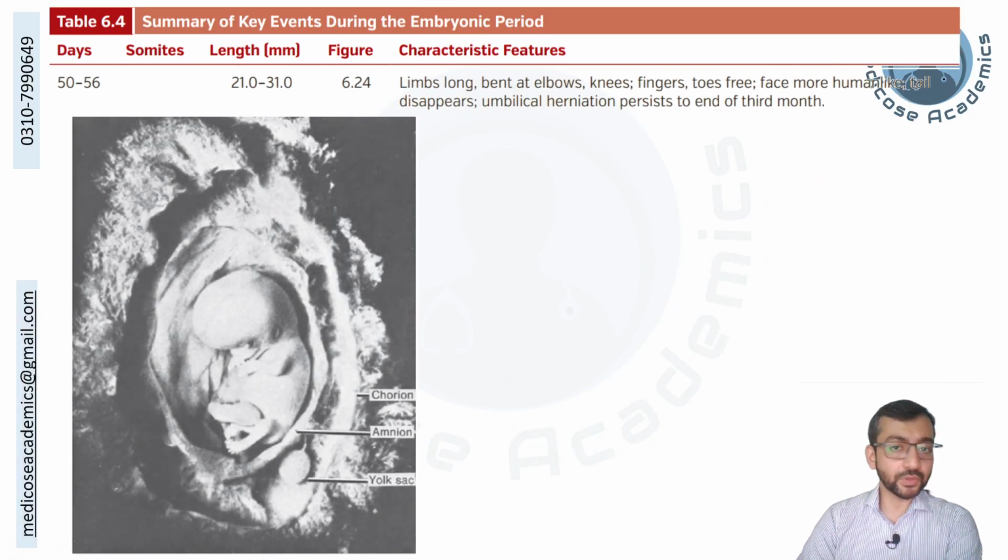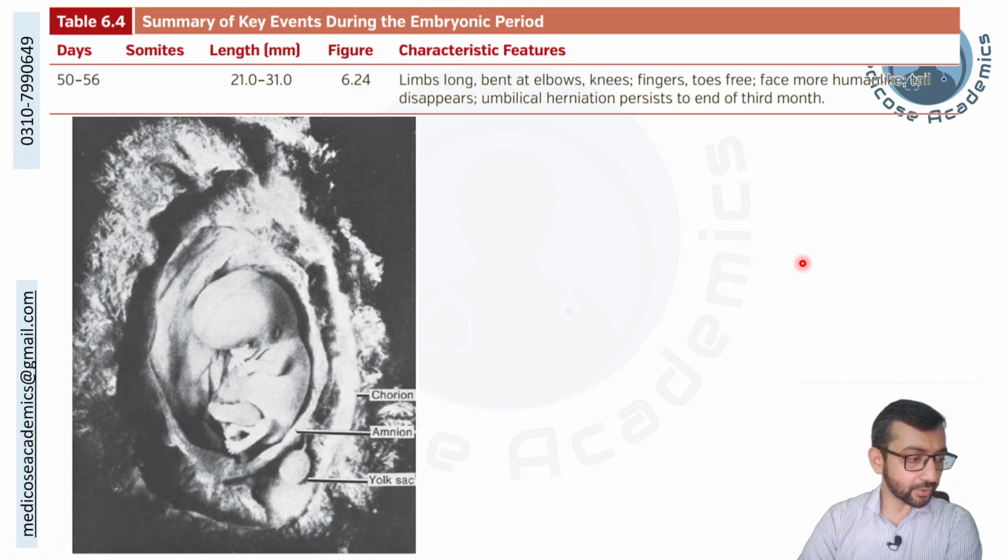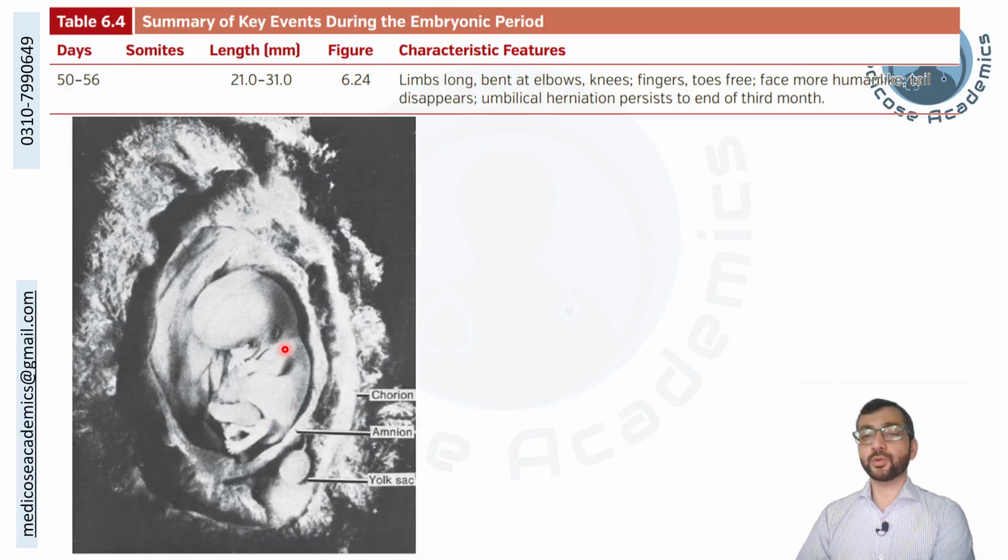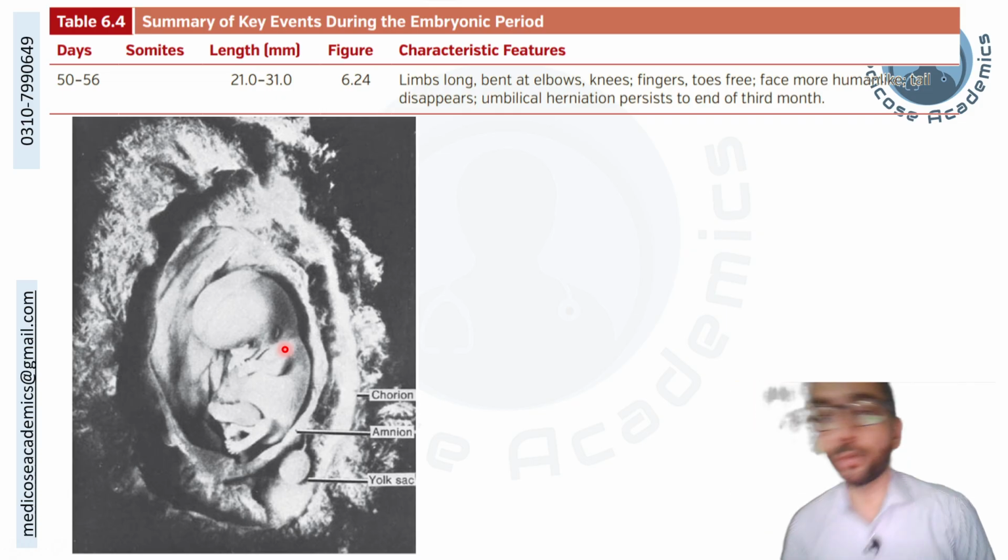And last but not the least, coming to the end, we get week 8, day 50 to day 56. So the limb is now lengthening, you get longer limbs. The elbow and knee joints become prominent. You can differentiate between hand, forearm, foot, leg, thigh, knees, fingers, toes. They become free. The face becomes more human-like.